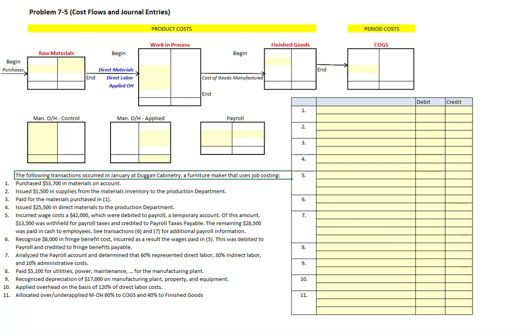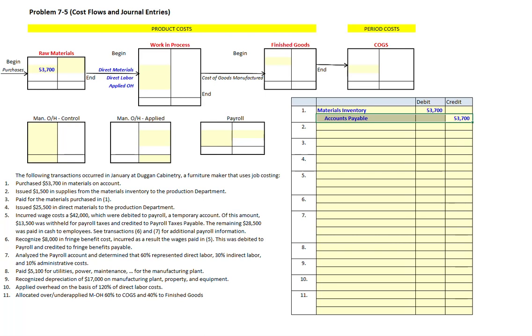We're told that they purchased $53,700 of materials on account. We will debit materials inventory, and we see that showing up in the raw materials inventory T account on the left-hand side, and of course credit accounts payable.